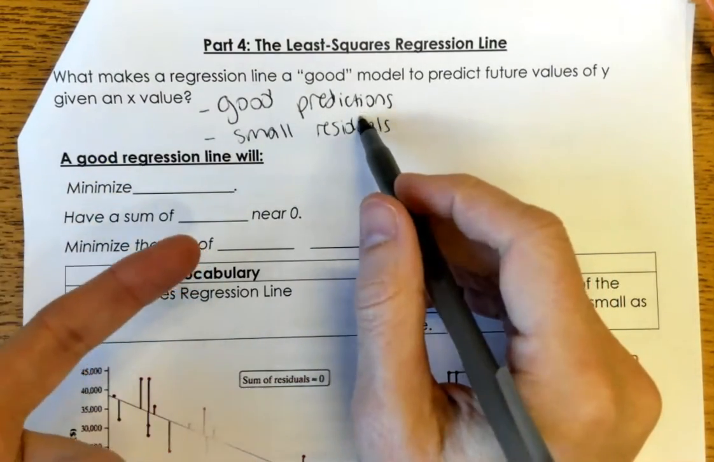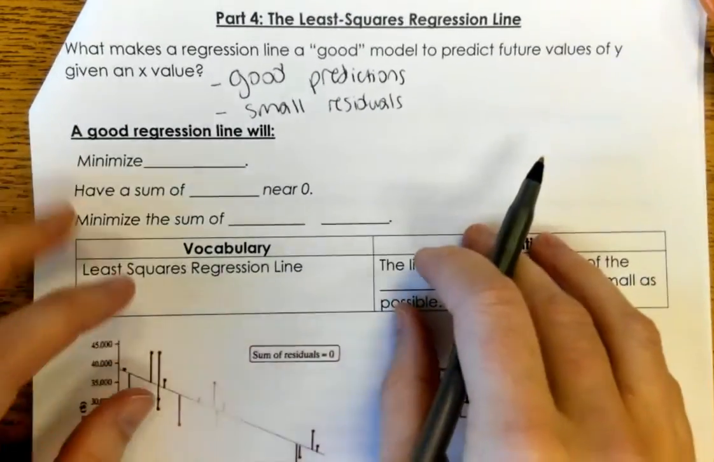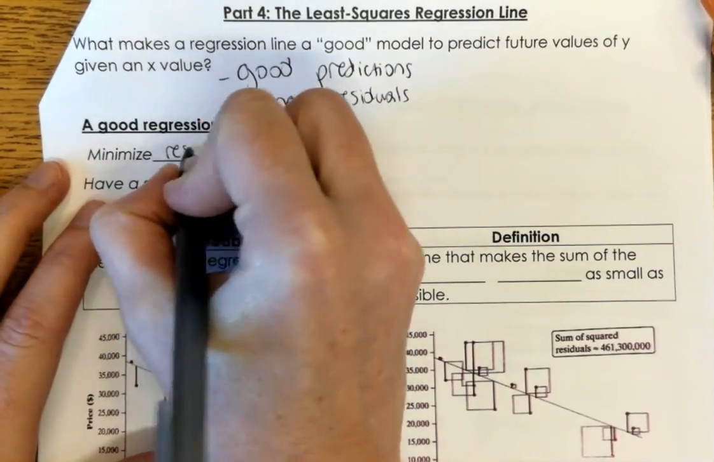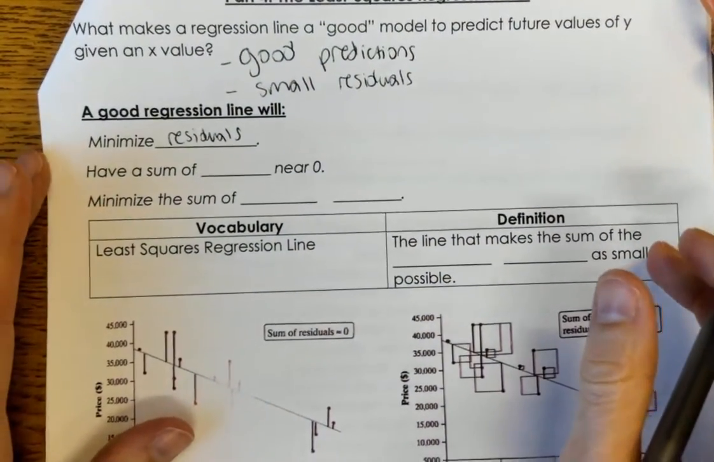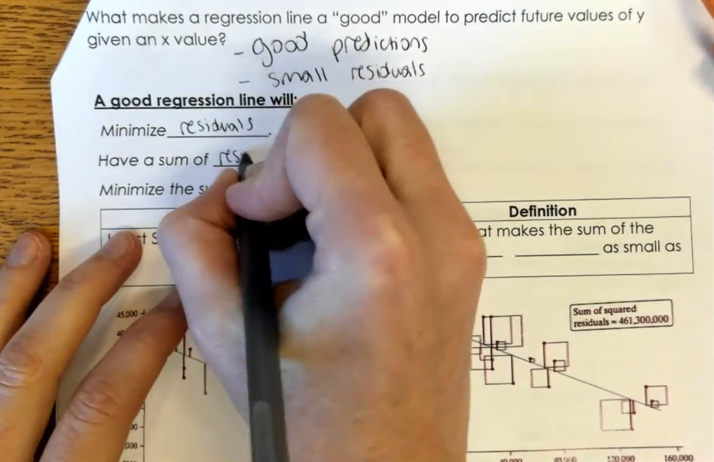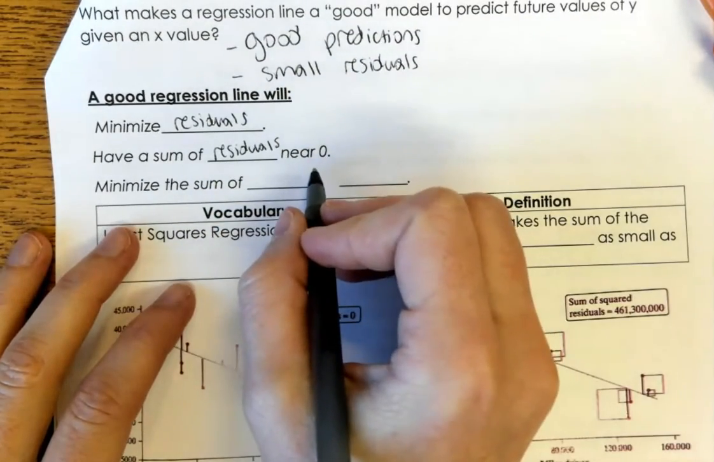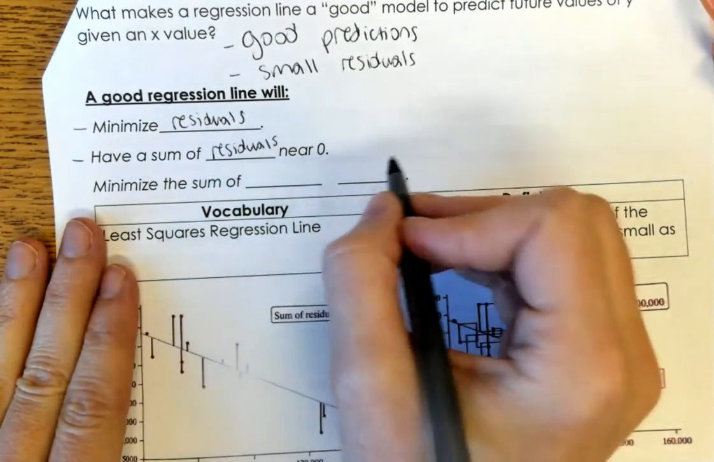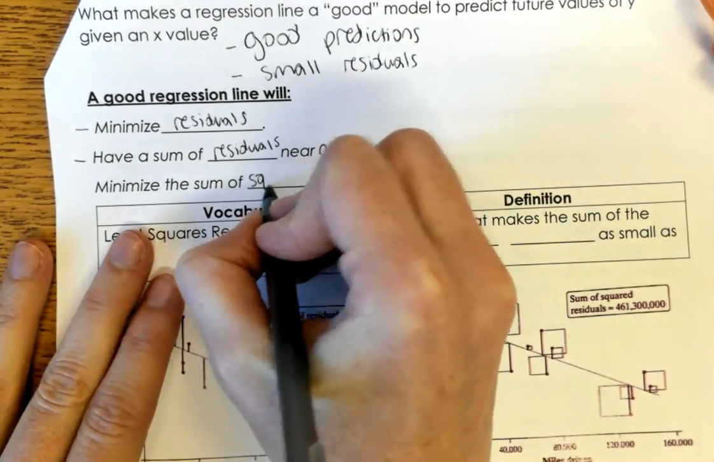So if my model is good, I'm going to have very small residuals because my prediction is going to be very close to my actual. So a good regression line will minimize residuals, have a sum of residuals near zero. So if I add up all of my residuals, they should be close to zero, right? So if I want to minimize the residuals and have a sum of residuals near zero, what I'm actually going to want to do is minimize the sum of the squared residuals.